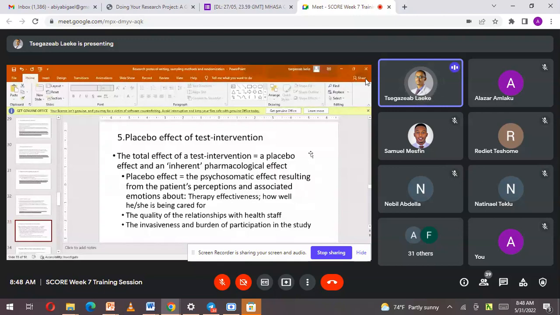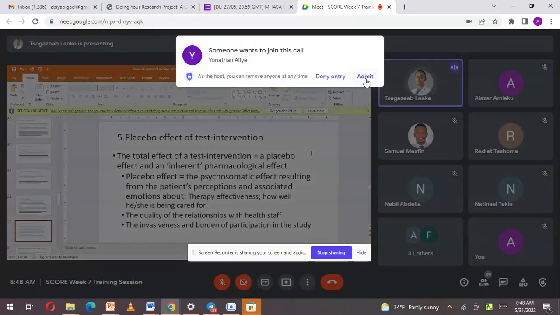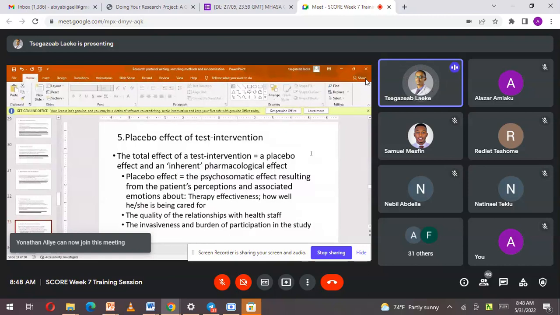And then the other is placebo effect of test intervention. Placebo effect is the psychosomatic effect resulting from the patient's perceptions and associated emotions about therapy effectiveness, how well he or she is being cared for. You might have observed that if the nursing care is really good, if you really take care of patients, if you take care of their psychological, emotional part, patients have a tendency to say that I'm okay, I'm recovering, and they might underestimate their symptoms. These kinds of things are placebo effects.